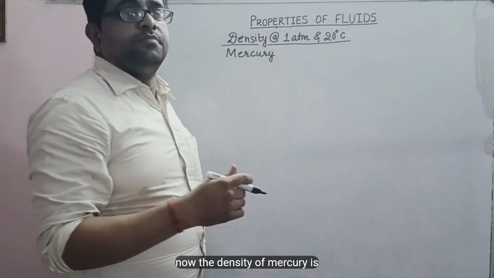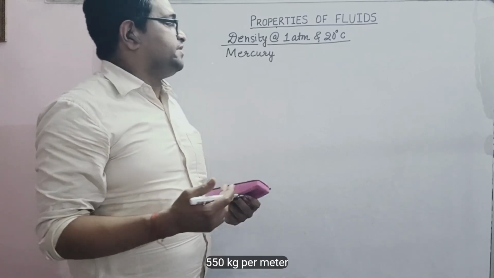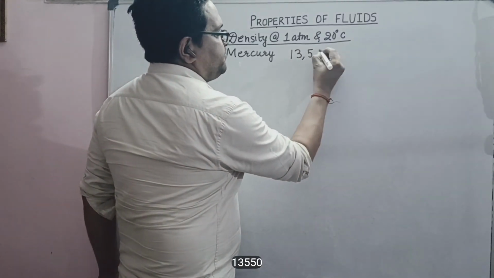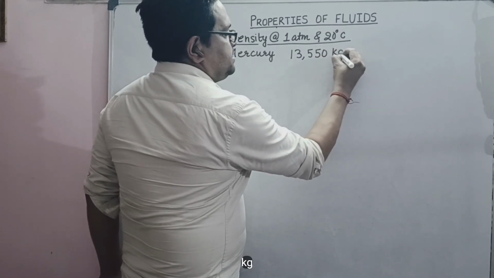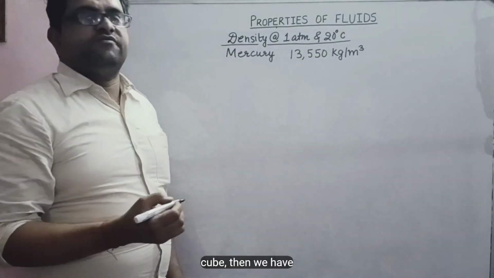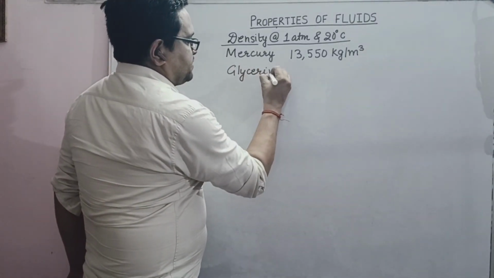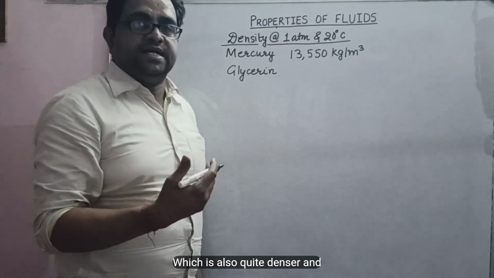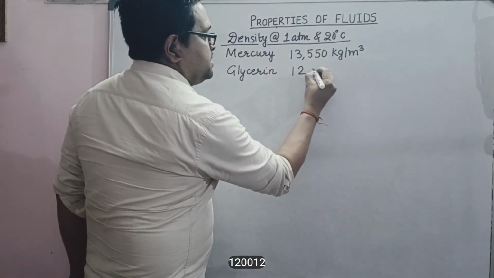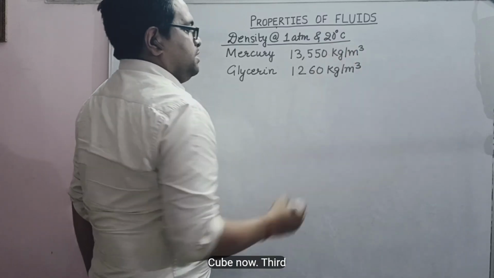Now the density of mercury is quite large. It is about 13,550 kg per meter cube. Then we have glycerin, which is also quite dense, and it has a density of 1260 kg per meter cube.